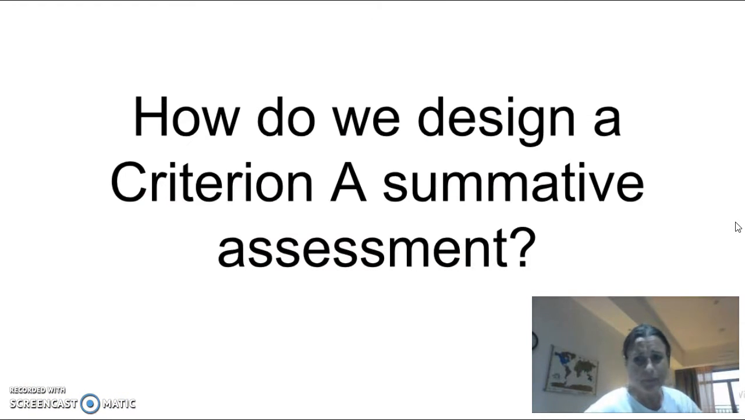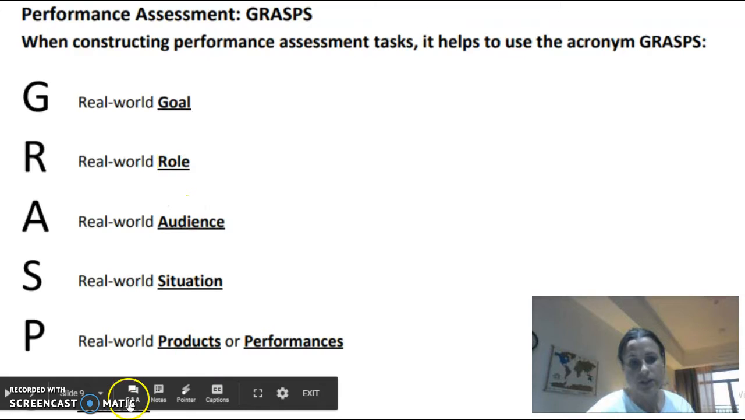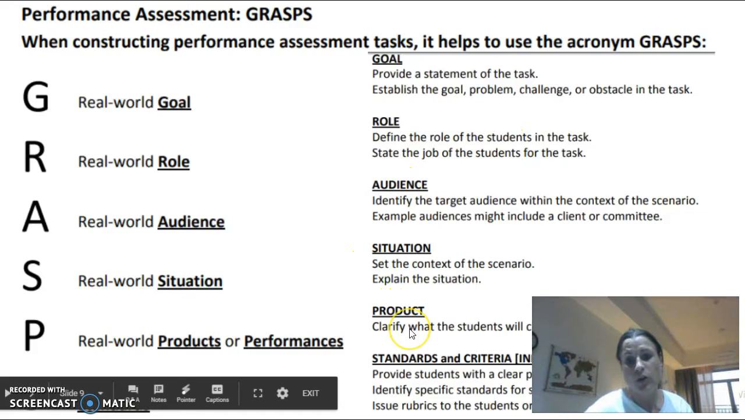So, how do we design a criterion A summative assessment? We have our vague idea of what the kids should be able to do, and we've looked at using something called a GRASP model. So it has to be a real world goal. They should have a role, an audience, a situation, a product, and a standard. This just gives you a little bit more information about each one. So there's a goal, which is a statement of the task. The role is the role of the students in the task. Who is the audience? What is the situation? And what is the product?